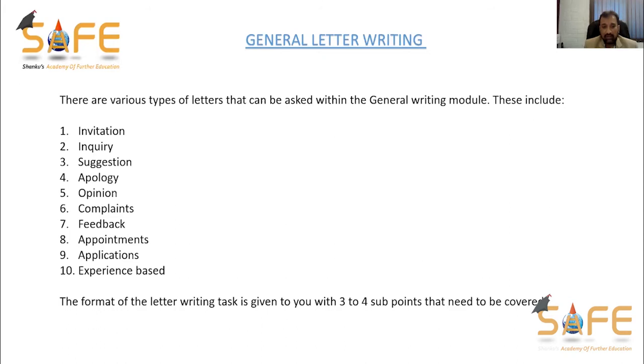Now, the letter writing task is given to you with 3 to 4 subpoints that need to be covered. So, in general writing task one, the letter will be presented in such a format that the scenario would be presented to you, and what you need to include would be presented in the form of subpoints. And that is what you need to cover.